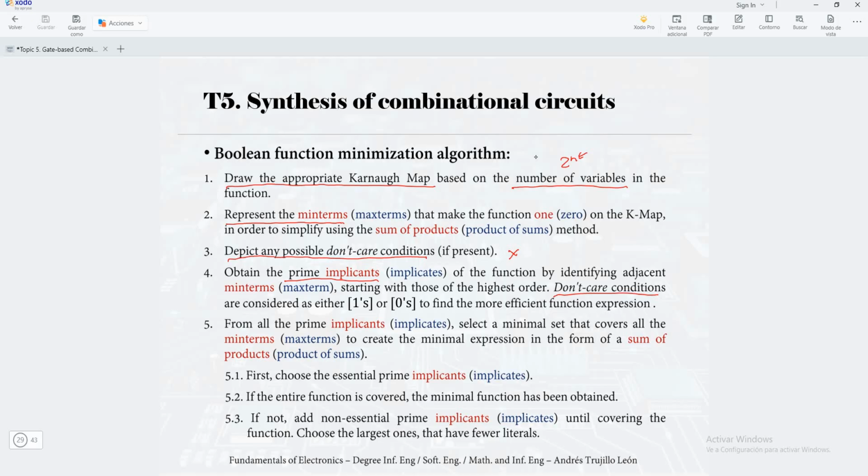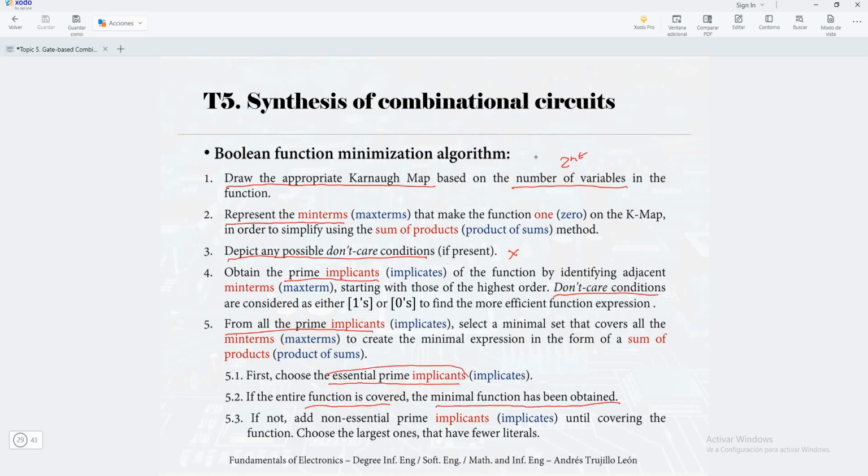Once you have all the prime implicants, you have to identify how many of them are essential prime implicants. The essential prime implicants, remember, are those covering distinguished cells, so they have to be included always in the function, in the minimal sum. When we include in the minimal sum the essential prime implicants, we are going to check how many ones of the function are covered in the Karnaugh map. If all the ones are covered, we have finished and we have reached the minimal sum, just using the essential prime implicants.